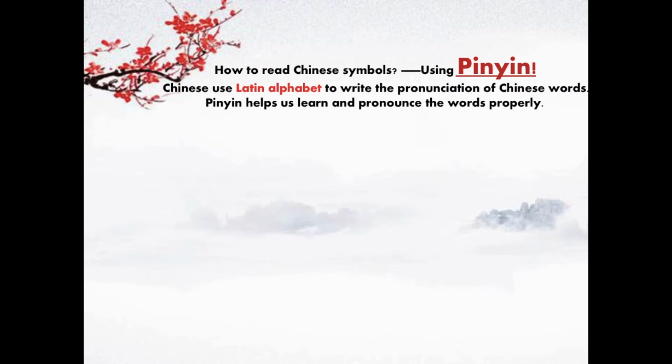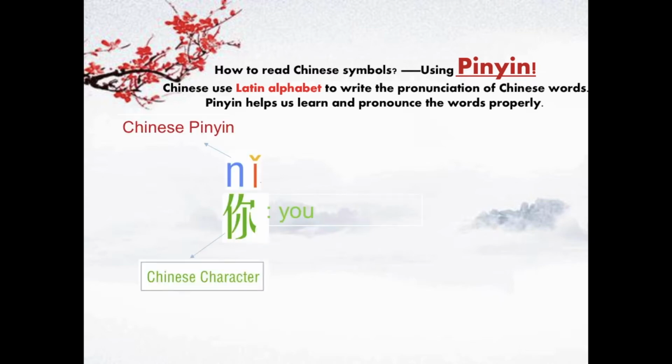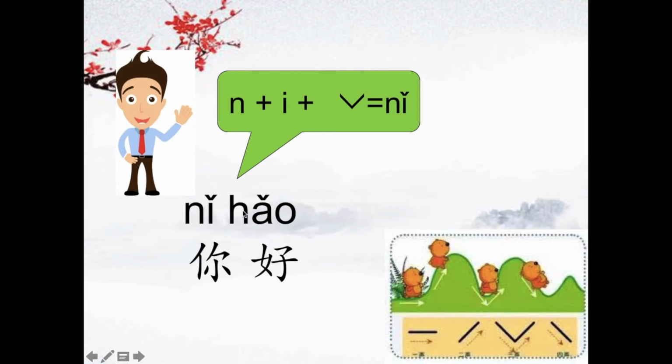Let's have a look at how to read the Chinese characters. We use pinyin. So Chinese use the Latin alphabet to write the pronunciation. So pinyin is the pronunciation of the characters of the Chinese words. And pinyin could help us to learn and pronounce the words properly. See this one, 你, this part is the Chinese pinyin, the pronunciation. And this part is the Chinese character, 你, the writing part.